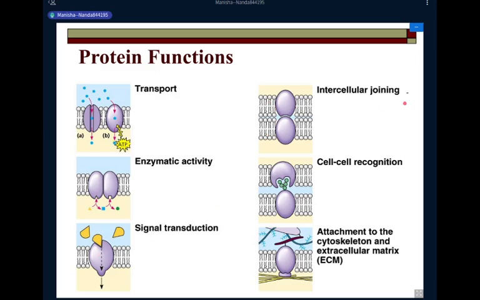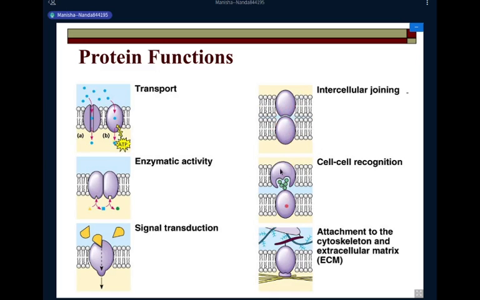Then you can see they help in intercellular joining. I've told you about the cell adhesion proteins, right? Where you will see in a tissue, different cells are joined together by these adhesive proteins. So two cells can be joined together through these membrane proteins.